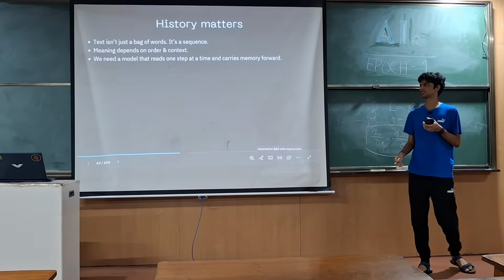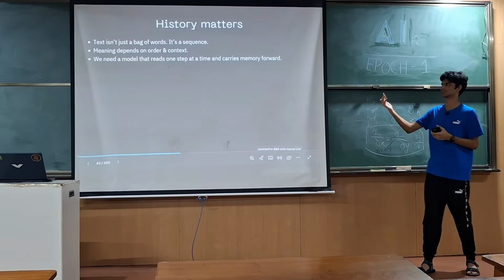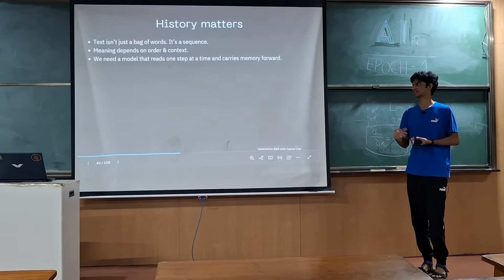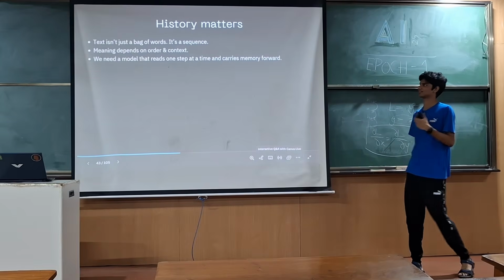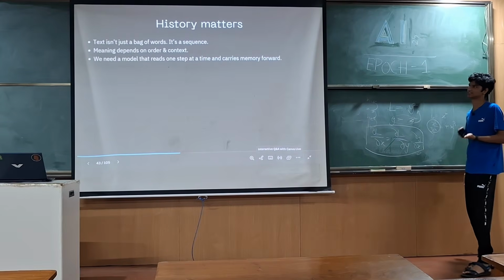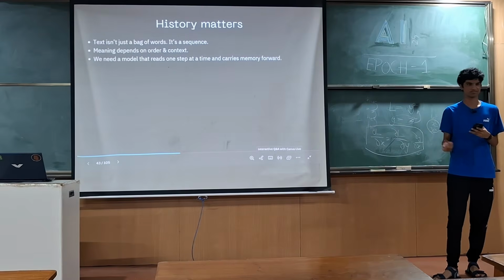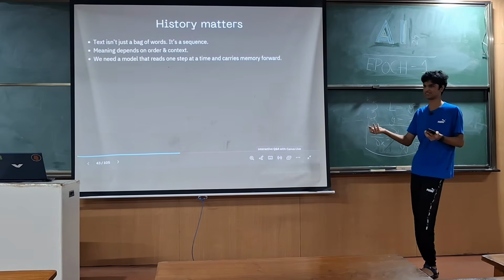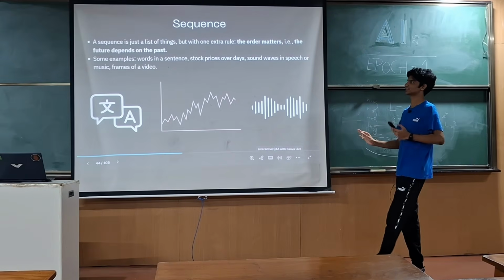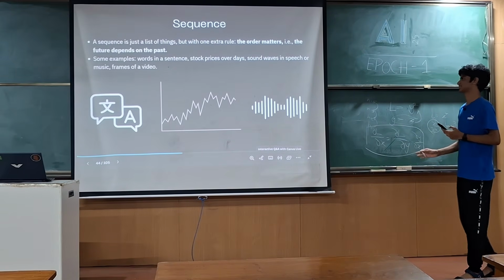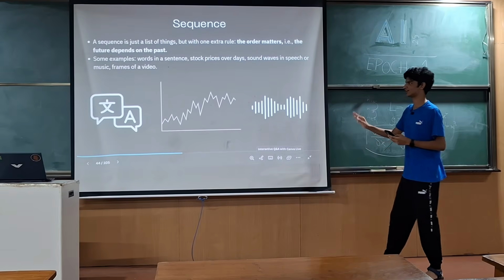If you look at stock prices, say over 3 days the price was 10, 100, 1,000, that's telling you one story. If I change it to 1,000, 100, 10, that's telling you a whole other story. So in that, also, order matters, and stock price is also a sequence. Sound waves are also a sequence, because the sound changes and the speech changes. So a sequence is just a list of things, with one extra rule: the order matters. In a sequence, the future depends on the past.